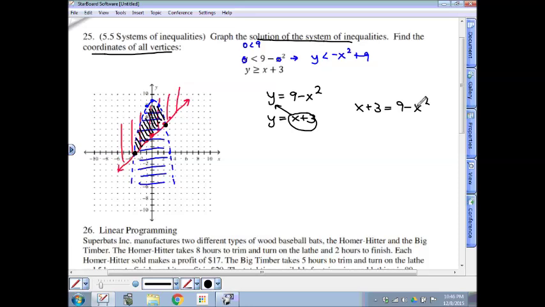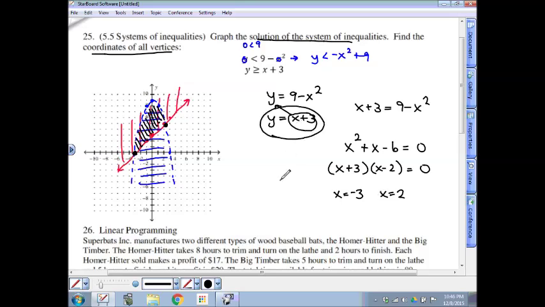I'm going to move the x squared to the left side of the equation by adding. So positive x squared plus x, and then I'm going to subtract the 9 over to get it equal to 0. So I get a minus 6. And then factor, do x plus 3 times x minus 2, which gives me an x value of negative 3 and an x value of 2.